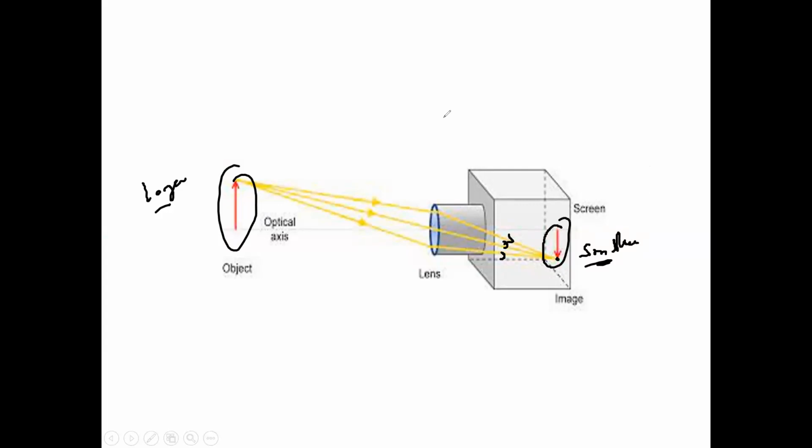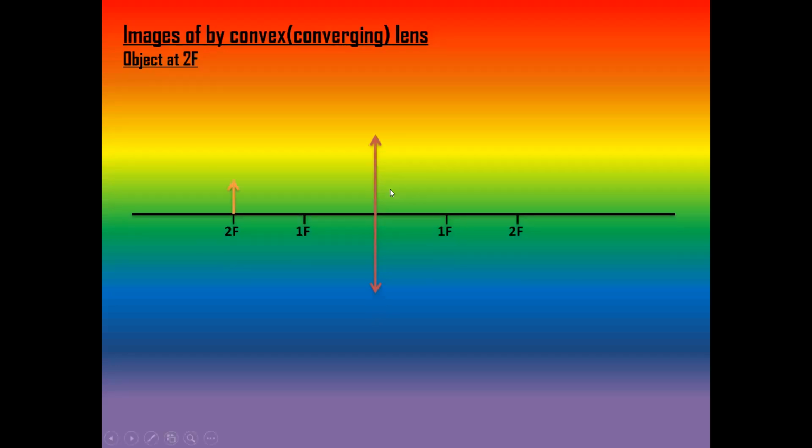The first one is how the image is formed when the object is beyond 2f, or objects which are far away from the lens. Then the second one: if the object is exactly at the position of 2f, or twice the focus.